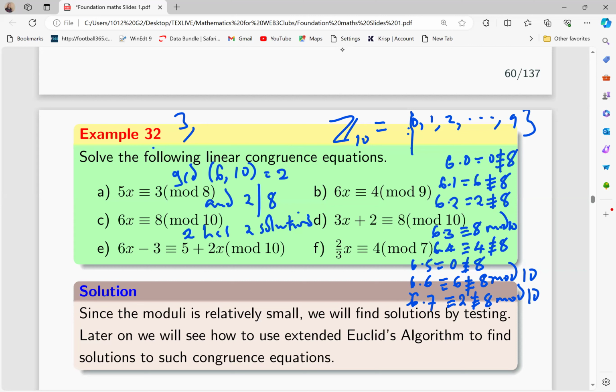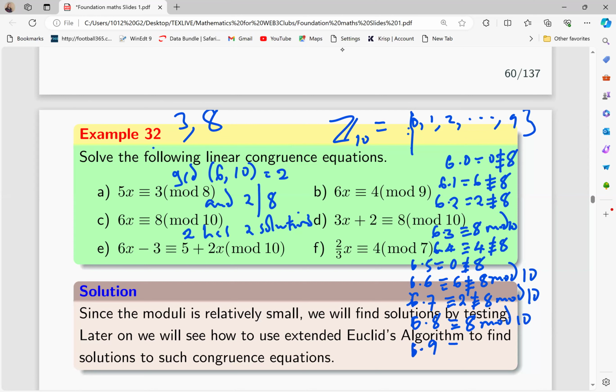So we try 8. 48. Mod 10, this will be 8. So that means 8 is another solution. We had said there are only 2 solutions. There's no point of proceeding. We've already obtained the 2 solutions. But let's just proceed for the sake of completion. Let's test the last one.